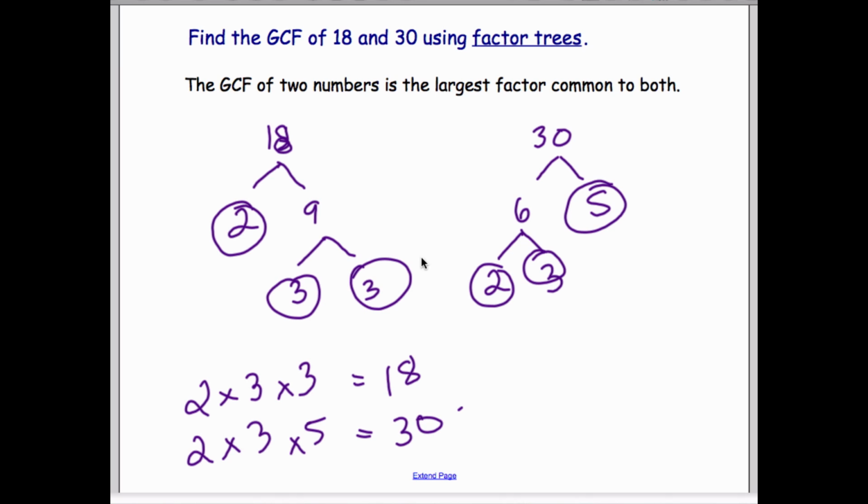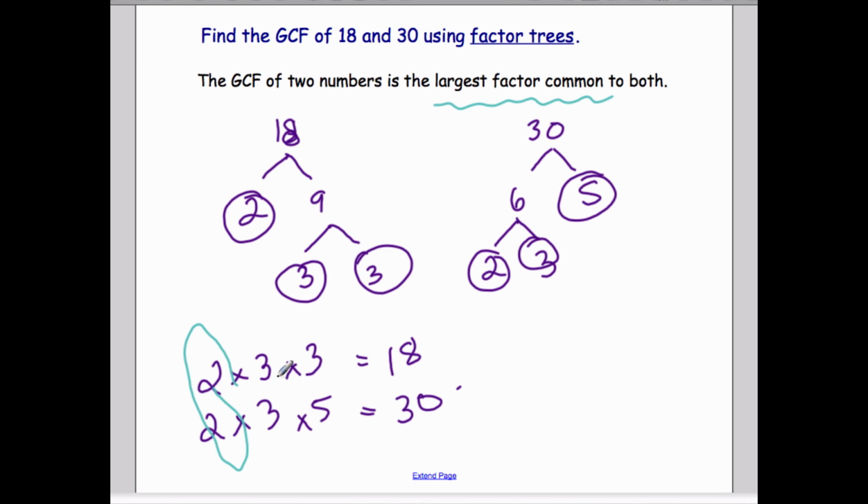So when we're thinking about the largest factor that's common to both, when we look at these, we see that they both used a 2 and they also both used a 3. So 2 gets divided into 18, 3 gets divided into 18, and they both also get divided into 30. So think that those are being multiplied together. If we multiply those, we get 6. 6 is our GCF, our greatest common factor of 18 and 30.